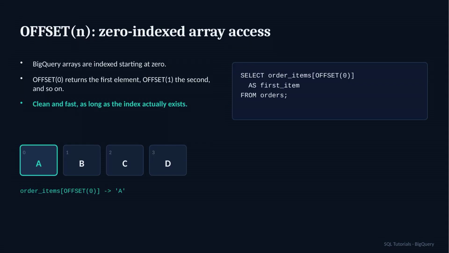In BigQuery, arrays are indexed from 0. If you want the first item, you write order_items[OFFSET(0)]. Want the second? OFFSET(1). It's clean, it's fast, and it's exactly what you want, as long as the index you asked for actually exists.